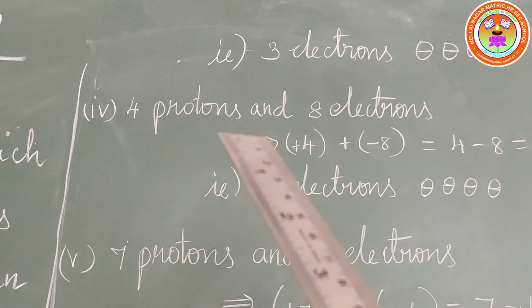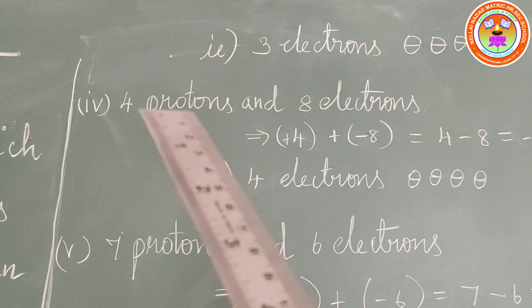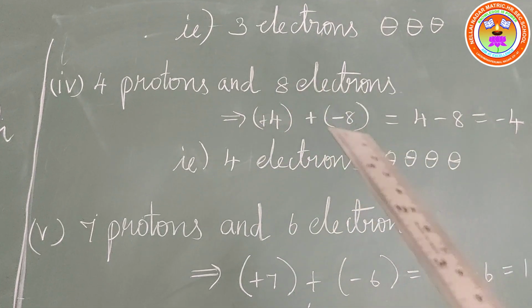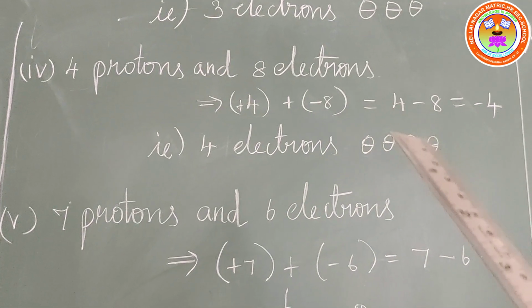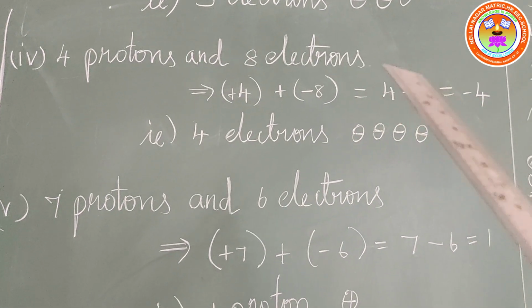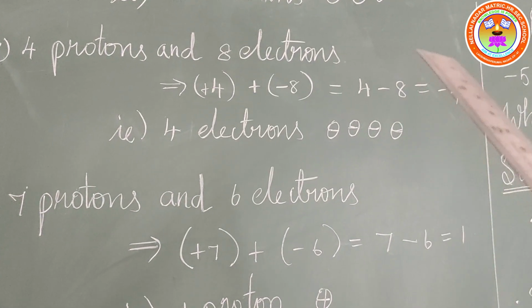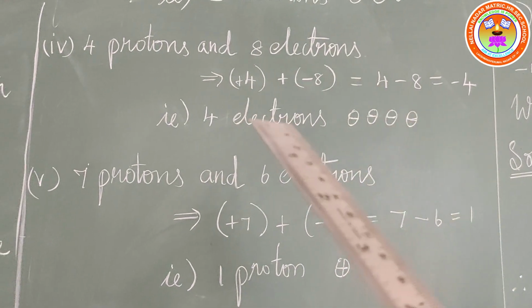Next, 4 protons and 8 electrons. So how much is there? 4 protons means plus 4, plus 8 electrons is what? Minus 8. Now when you do it, it becomes 4 minus 8. What is 4 minus 8? It is minus 4. So that means I am having 4 electrons. Yes? So this is what I have represented over here.